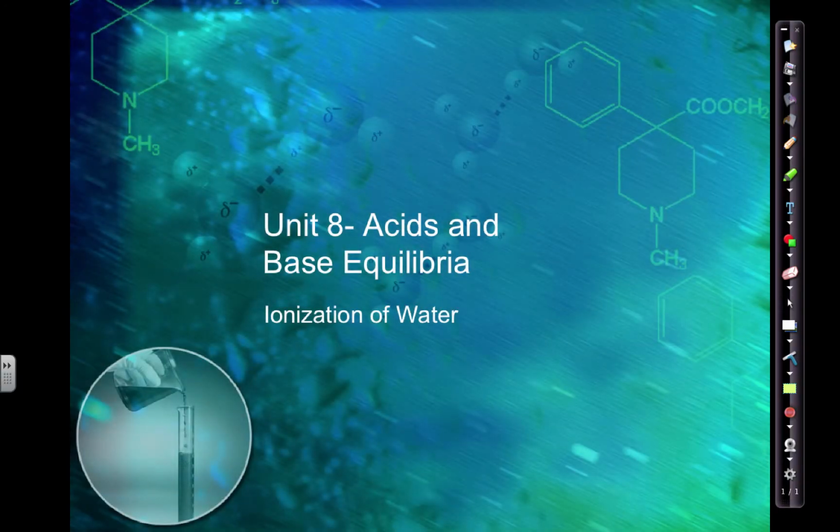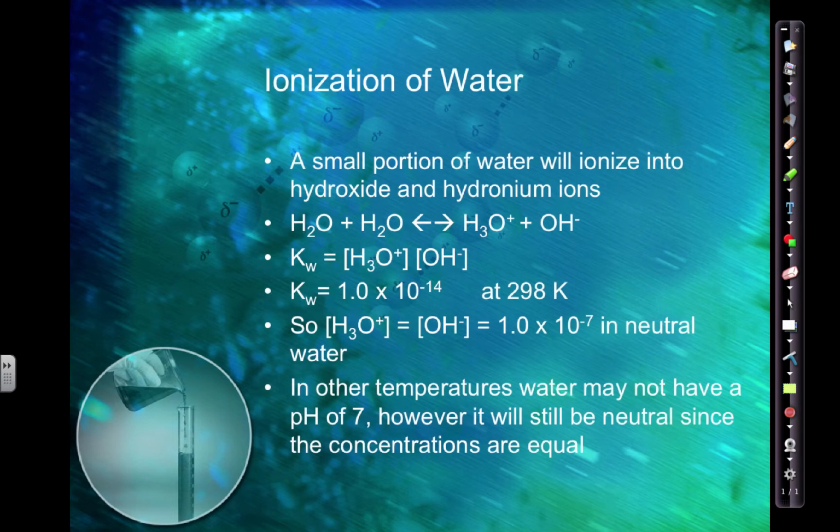Okay, so in this video we're going to talk about the ionization of water and how Ka and Kb are related to each other. So when you have water, sometimes a water molecule will hit another water molecule and they will ionize, so they'll make hydronium and hydroxide. This only happens to a very small extent, but it does happen.